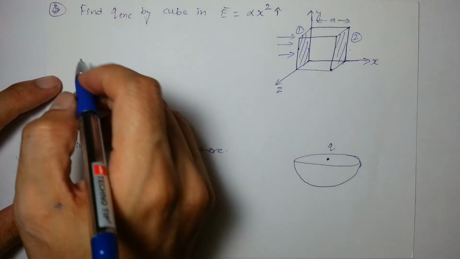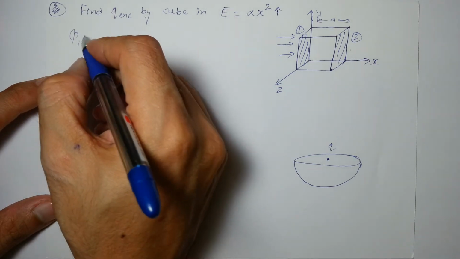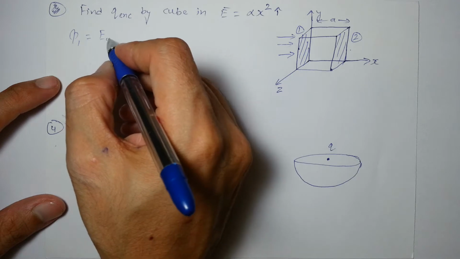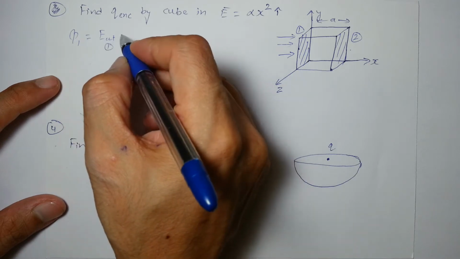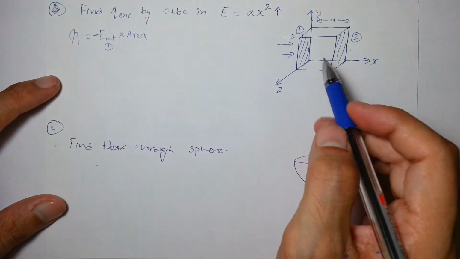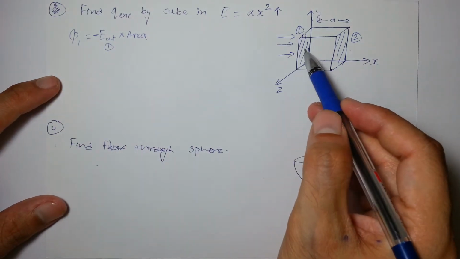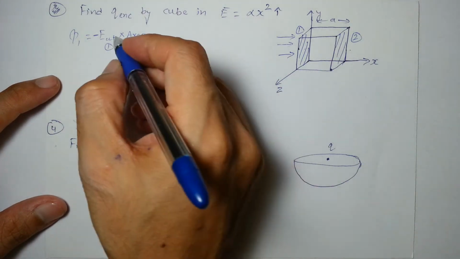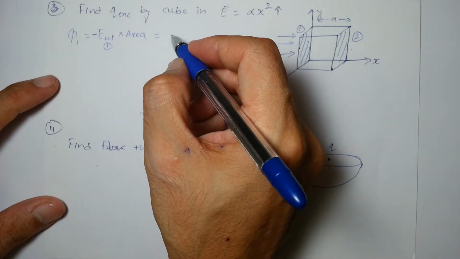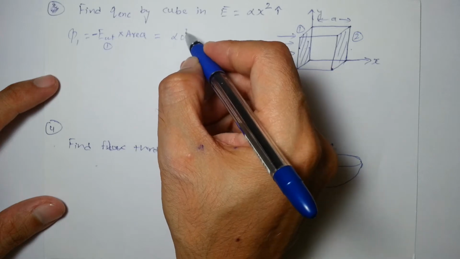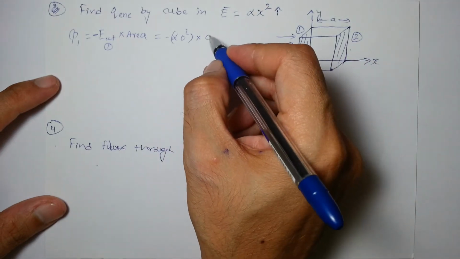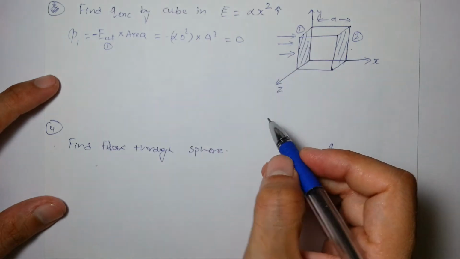So flux through face 1. To get that, E at face 1 into area with a minus sign, because the field lines are entering. Okay, so E at face 1, as x is 0, field will be alpha into 0 square, minus into area a square, so it will be 0.